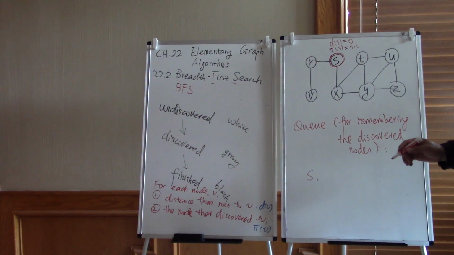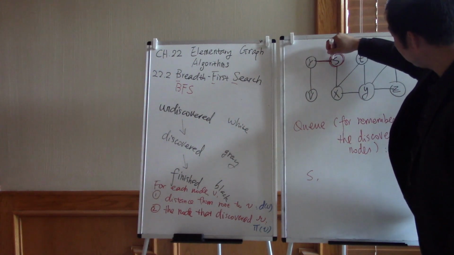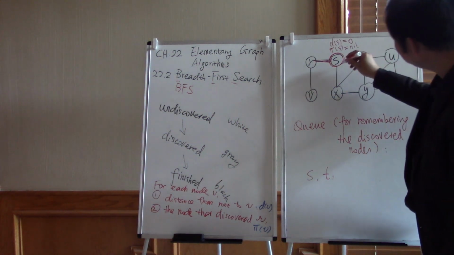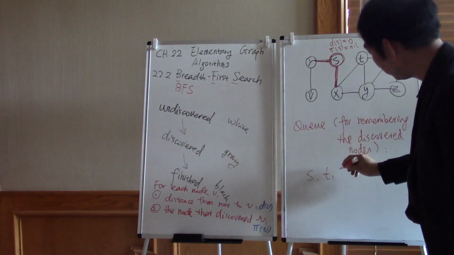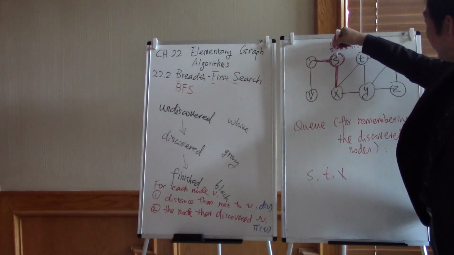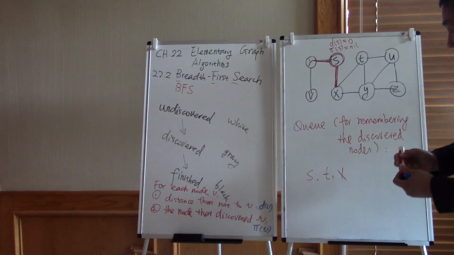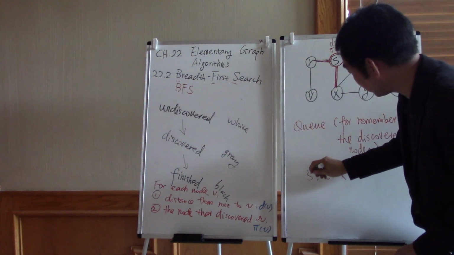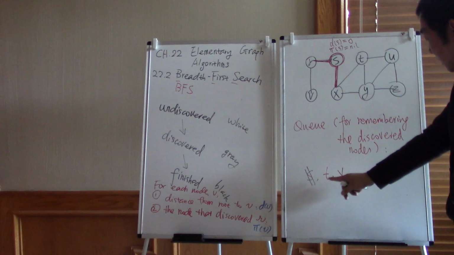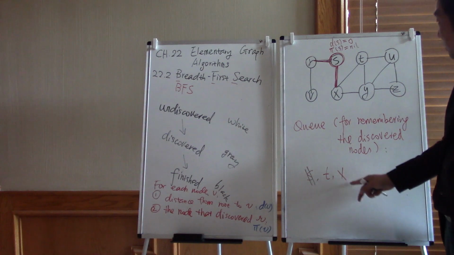Okay, so now from S, let's discover all its neighbors. From S, we can discover T. So T enters the Q. And from S, we discover X. X is also a neighbor, so we put X into the Q. Now that we have discovered the neighbors of S, S becomes finished. So we can remove S from the Q now, because it's no longer a discovered node, it's a finished node. But T and X have been discovered, so they are put in the Q.